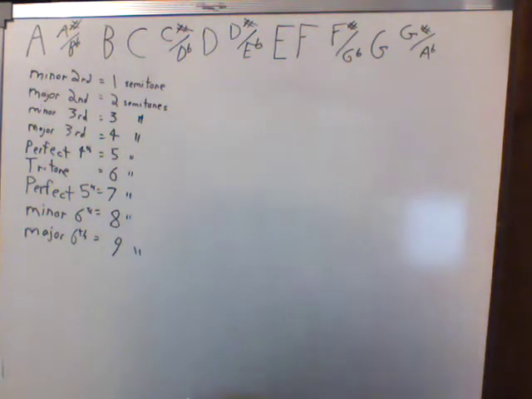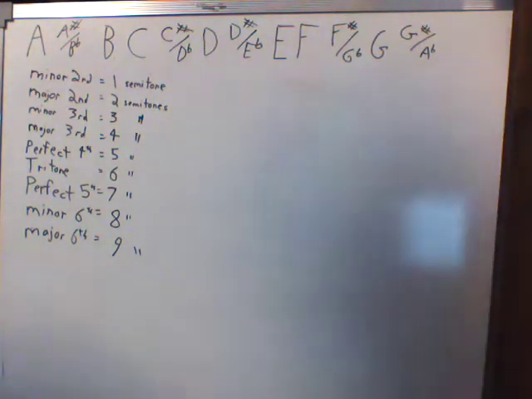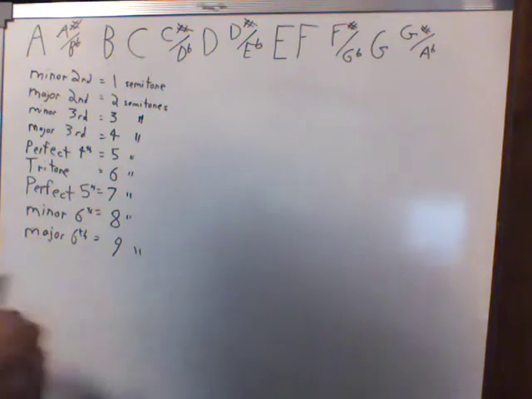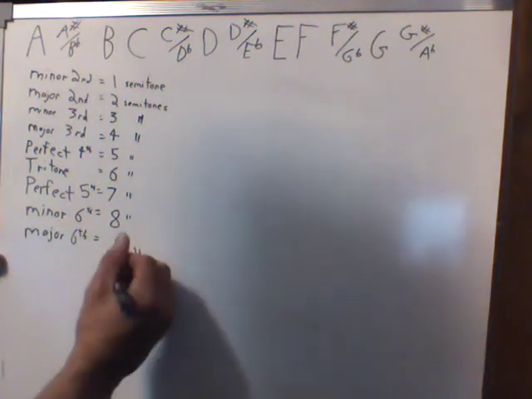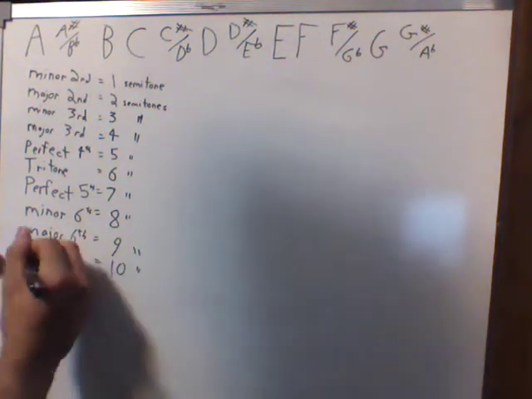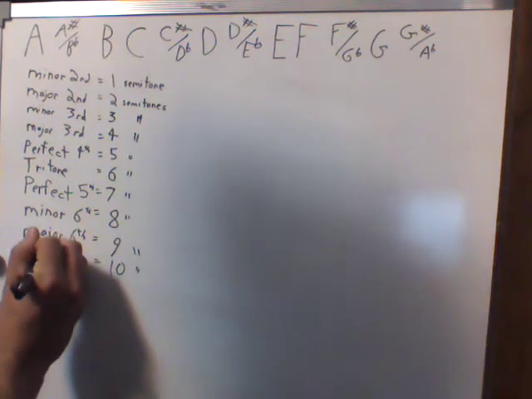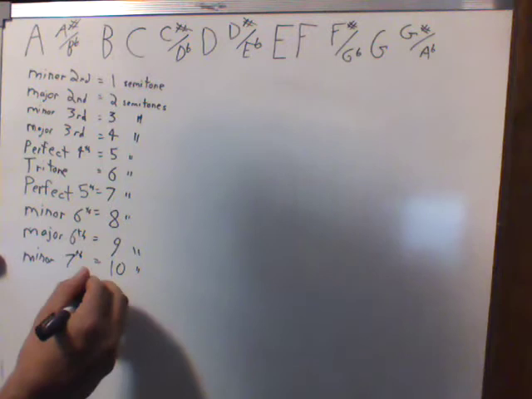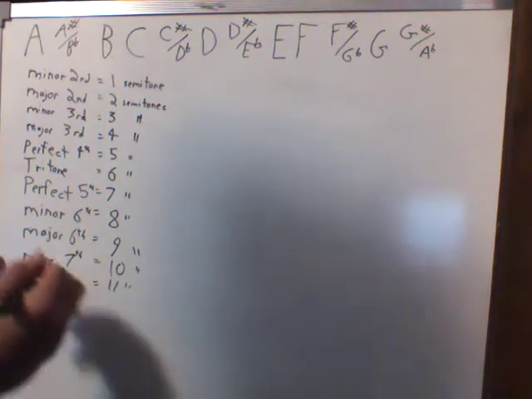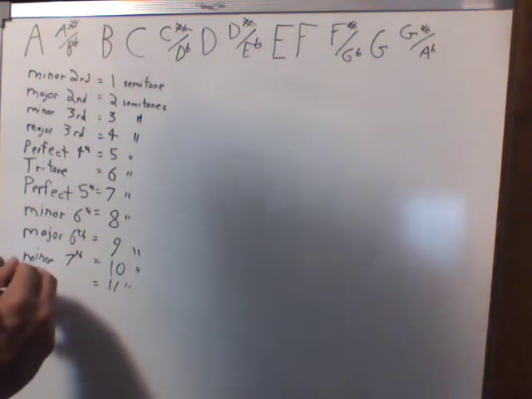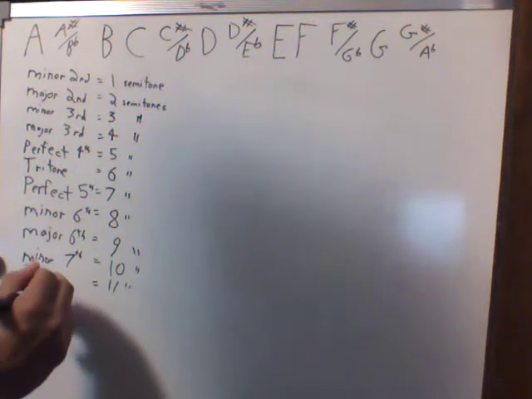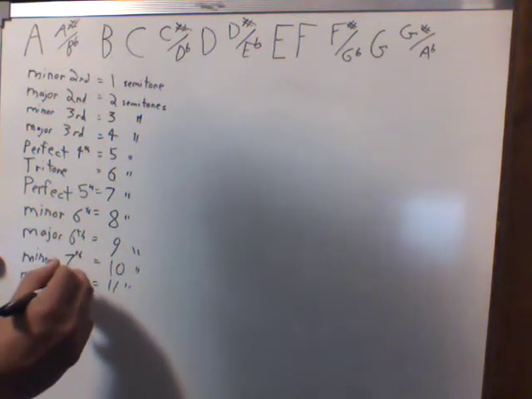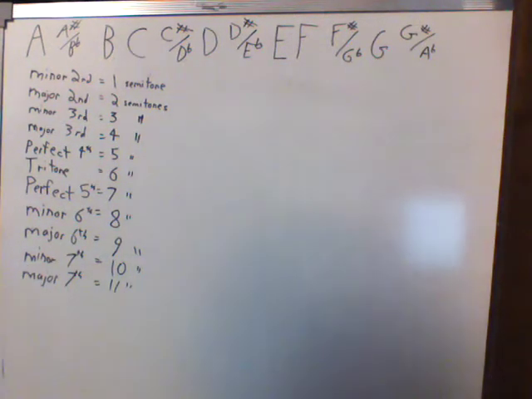I'm just going to put my guitar down real quick so I have some room to write. Okay. And then the rest is all the same. 10 semitones is just a minor seventh. 11 semitones is a major seventh. Okay? So a major seventh, minor seventh.